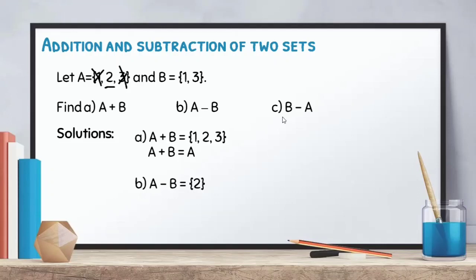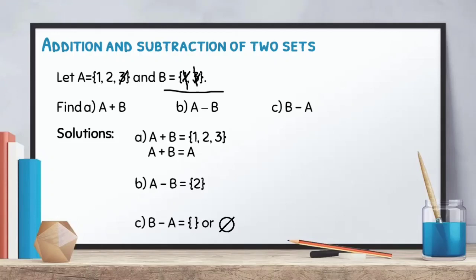So now we're going to interchange our position of A and B. So this time it will become B minus A. Okay, so now let's go back to our B. Our elements of B are 1 and 3, right? So we're going to subtract elements of A. Since A has 1, then our 1 here will be canceled out. And we have also 3 here, and it will be canceled out. So what do you think will be left in our set B? All right, you're correct. There's none, right? So B minus A is equal to the empty set or null set.